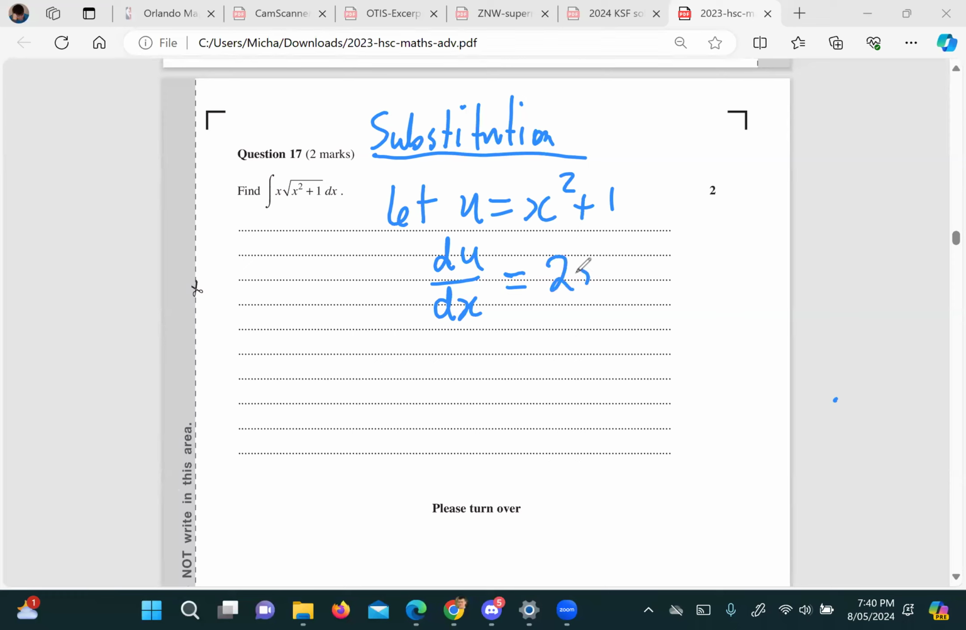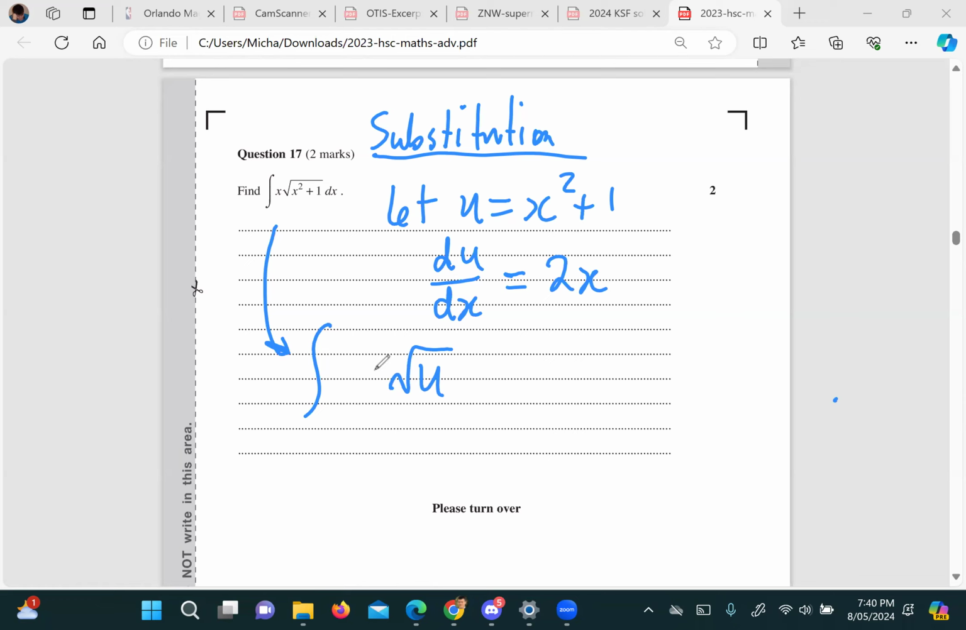2x. So the whole point of this is that du dx should be something we recognize as multiplying the thing, right? And so now we're basically trying to substitute everything in at once. So then this thing becomes, so that's root u, right?